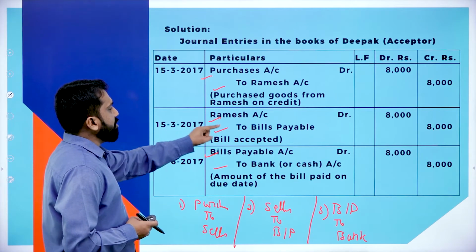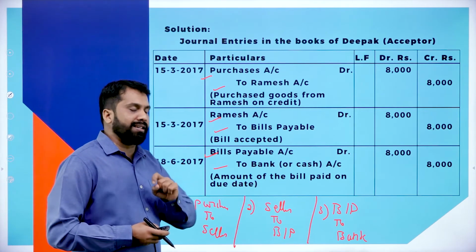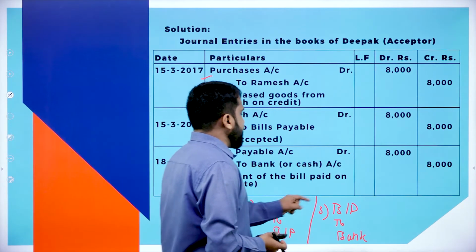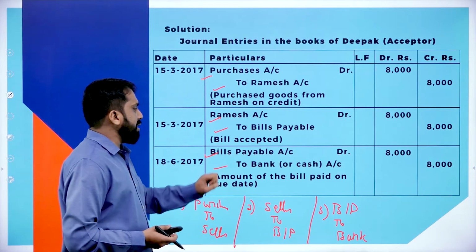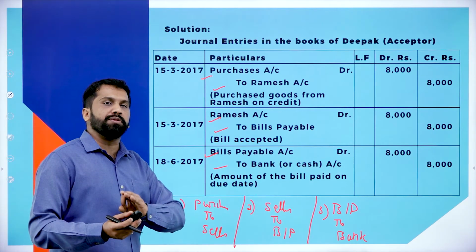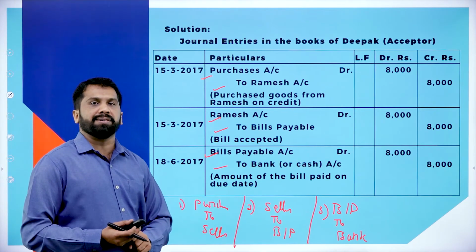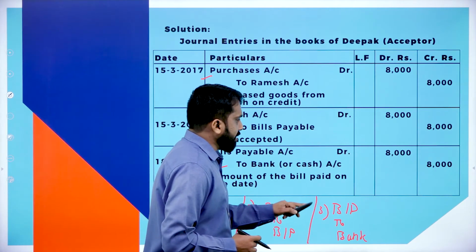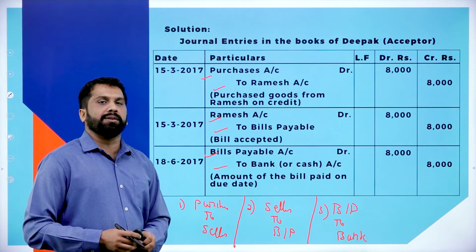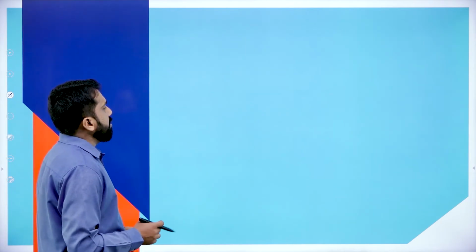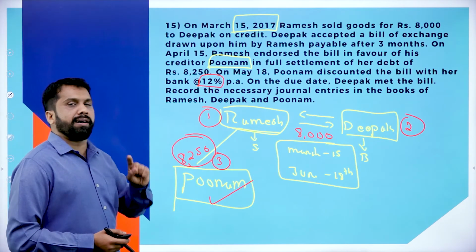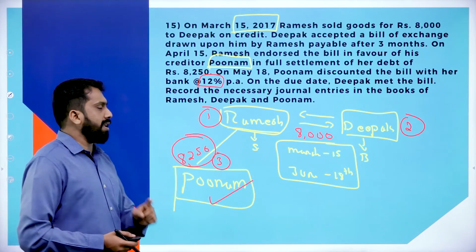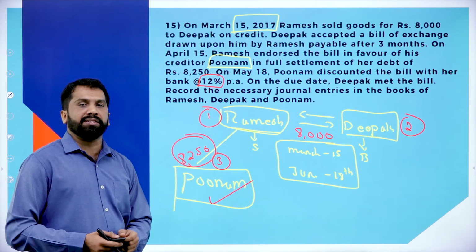Now, Ramesh to bills payable. Ramesh is what? Seller. Seller to bills payable. Done. Next, bills payable to bank. Hope you are clear with all this concept. So this is all about your journal entries in the books of acceptor. Hope you are clear. I'll go back to this. This will be your question. The bill is discounted and endorsed, transferred to another party. For that, we have done small calculations.